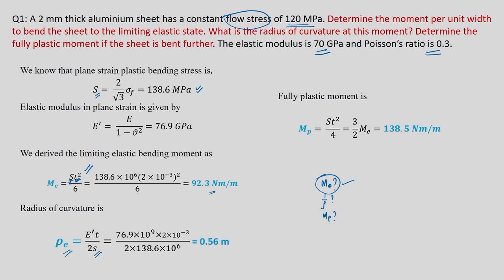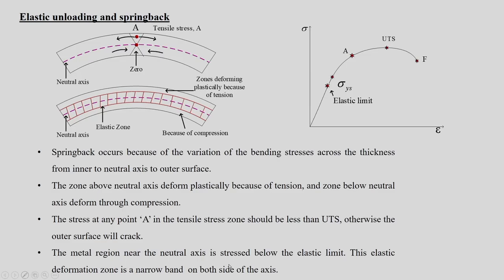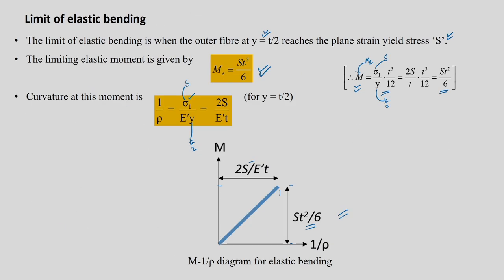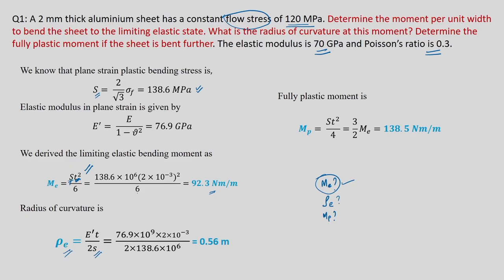It is radius of curvature. So, it is rho E, because it is a limiting case. So, rho E is nothing but E dash T by 2S. This also we derived already. So, T is given. S has been found out already, E dash has to be found out.